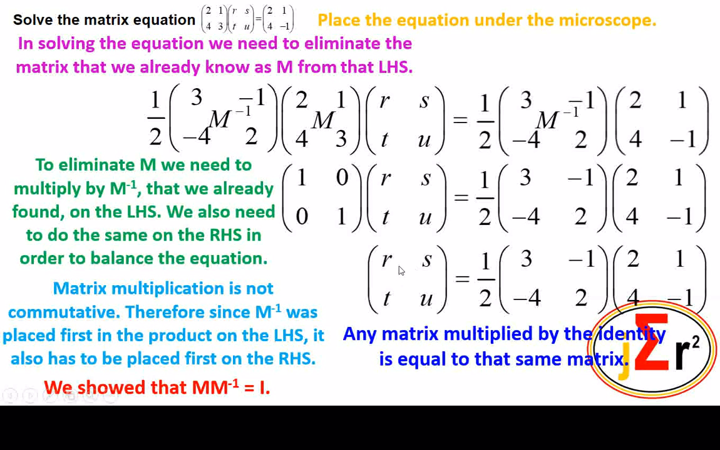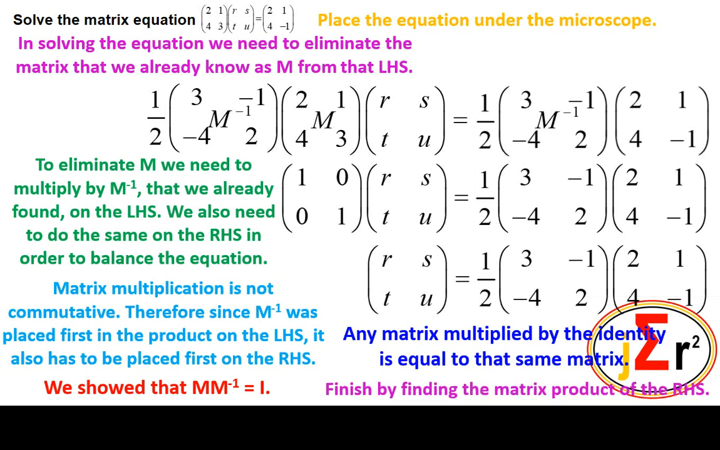Therefore, all that we have on that left-hand side is RSTU. That's fine. Everything else is eliminated from that left-hand side. Now we need to find the result of the right-hand side so that we can equate it to RSTU, and we will not do that immediately. We will do that on a subsequent slide. Finish by finding the matrix product of the right-hand side. We need to do that in order to find the values of these unknowns.